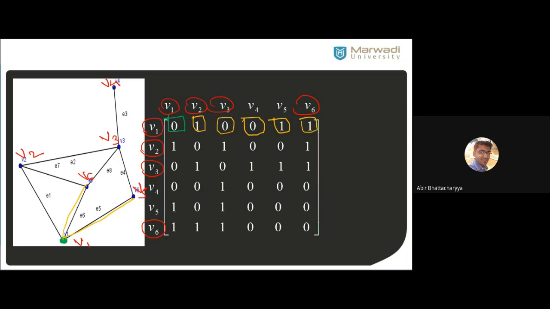No, we cannot put other values, only 1 and 0. If there is a connection, 1; no connection, 0.